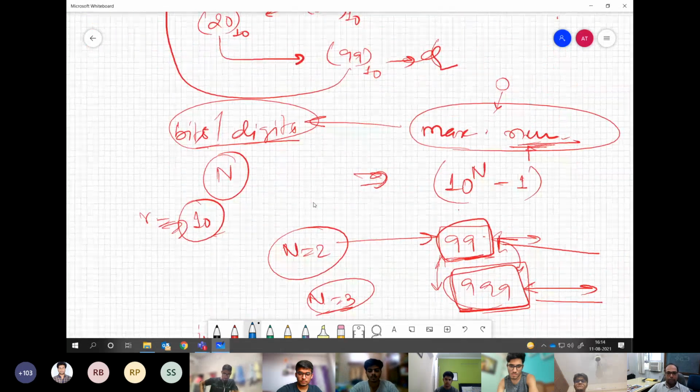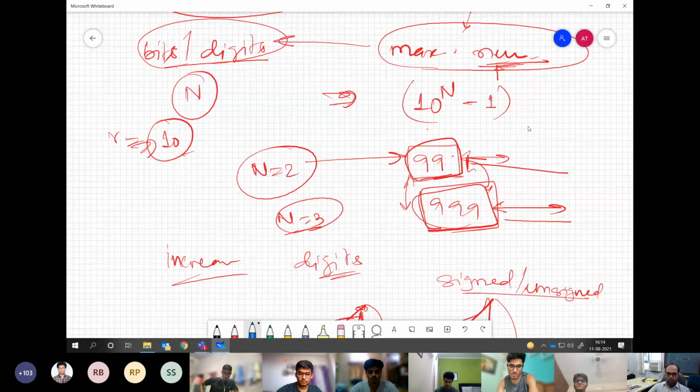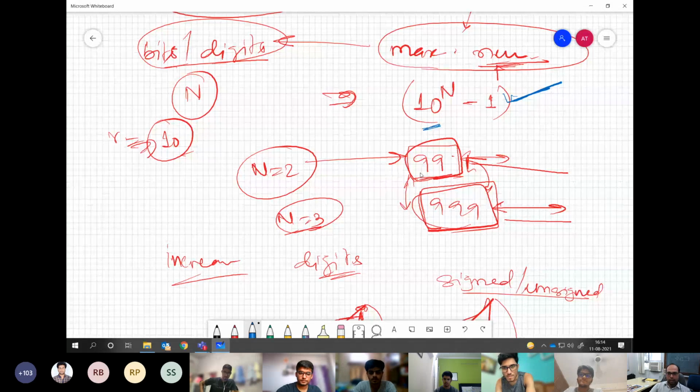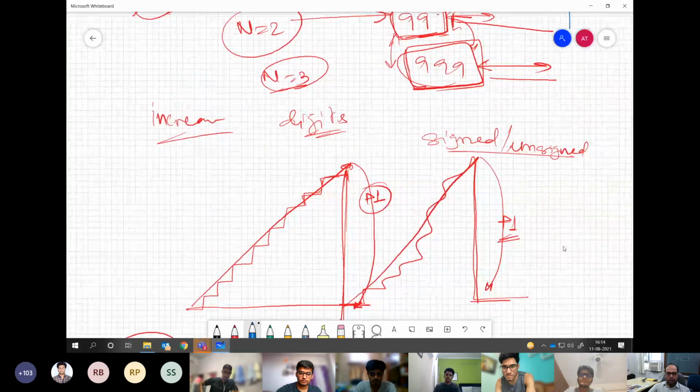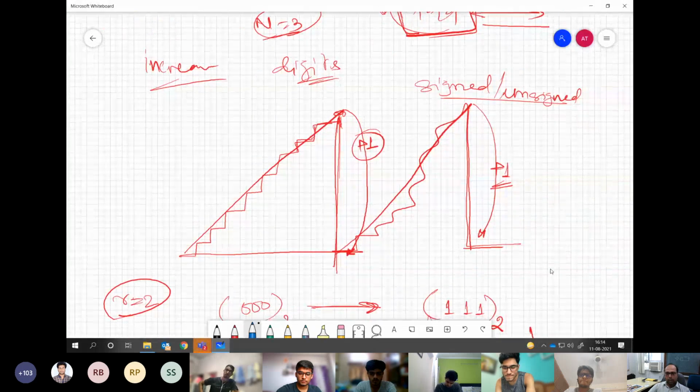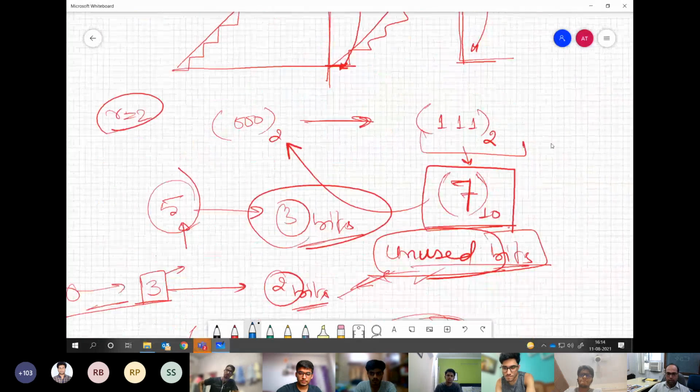Then we have the maximum number we can represent. This is the biggest integer we can represent in this number system in the base equal to 10, and the total numbers we can have is 10 raised to power n. This is including 0. That's why we have minus 1 as the biggest integer. And this is how the nature of the counter would look like in any number system in general.